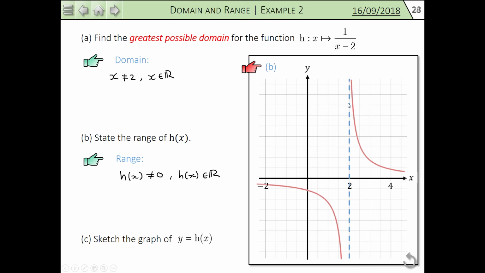Ensure when you sketch the graph that it doesn't touch your asymptotes, but it does get pretty close to them. Also make sure that you've labelled where any asymptotes are. At this point, I'd like to pause the video and have a go at the problem that is paired with it.